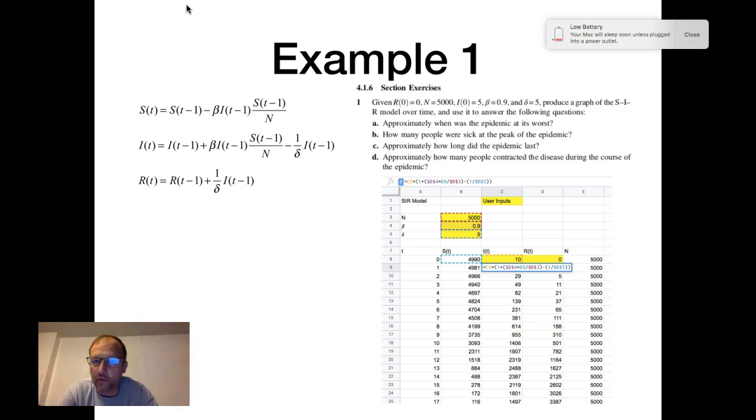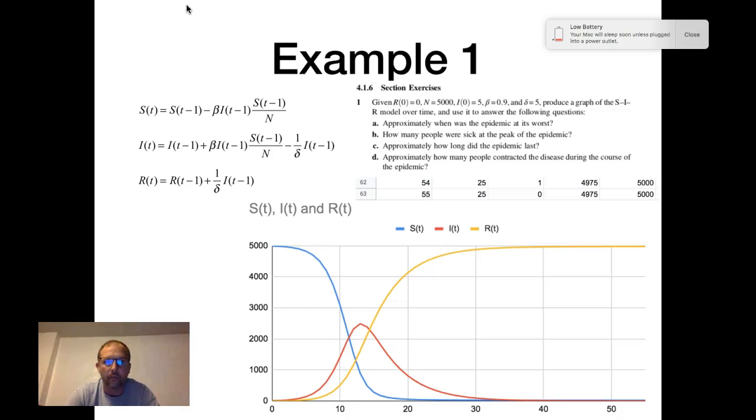The number of susceptible is just the total population minus the number infected minus the number removed. This first example is out of the textbook. Given removed at time 0 equals 0, total population is 5,000, infected at time 0 is 5, the effective contact rate is 0.9, and the duration of infectivity is 5. When you graph the spreadsheet, this is what you get as a result.